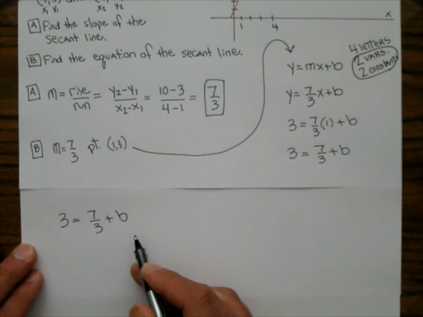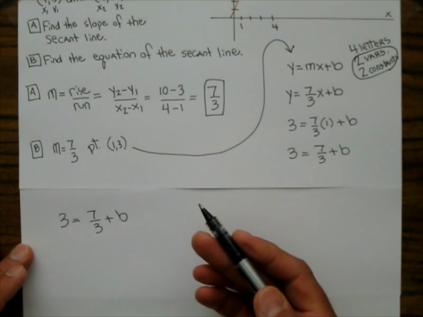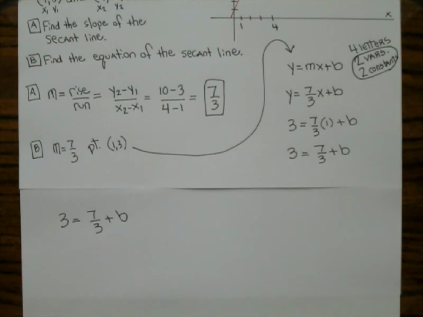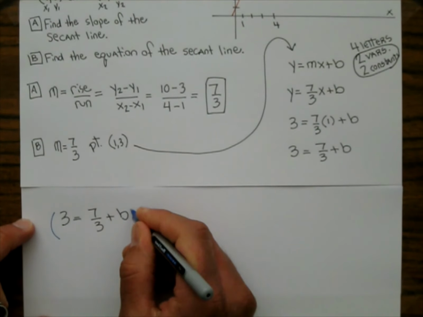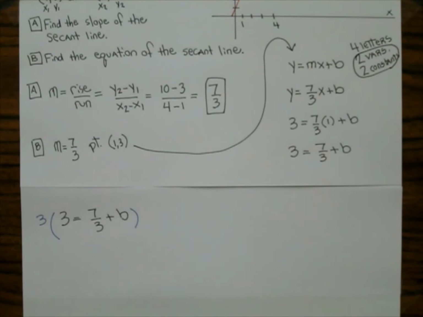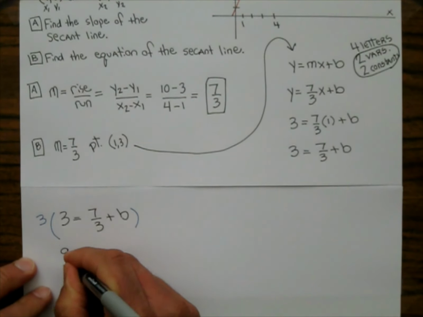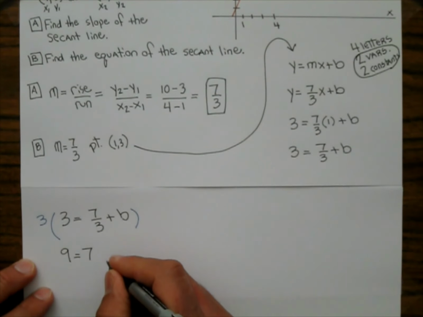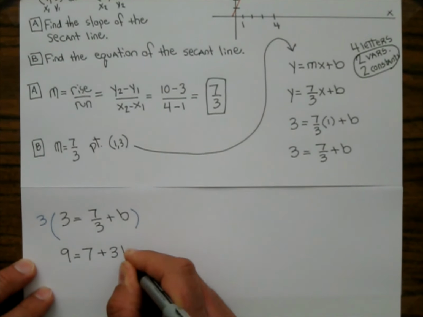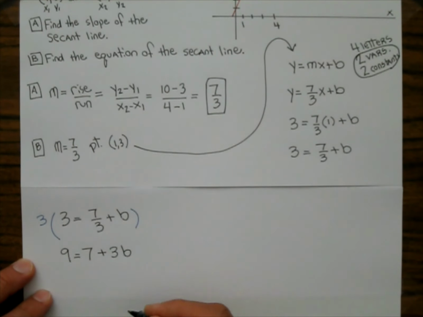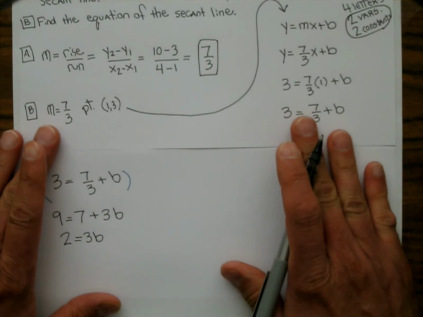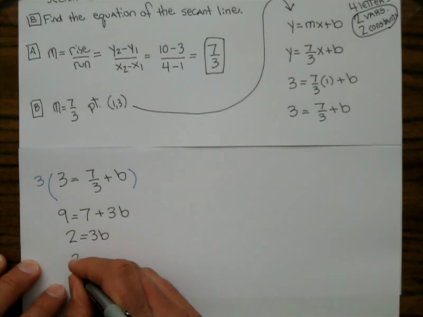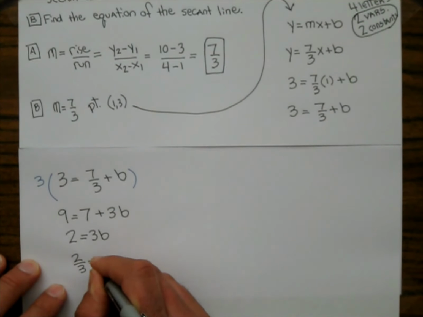So I'm going to solve for b now. We can work with the fractions, or I'm going to just clear the fractions out by multiplying both sides of the equation by 3. So it looks like I have 9 equals 7 plus 3b. So multiplying everything by 3. 2 equals 3b, subtracting 7 on both sides. So it looks like we divide by 3. 2/3 equals b.